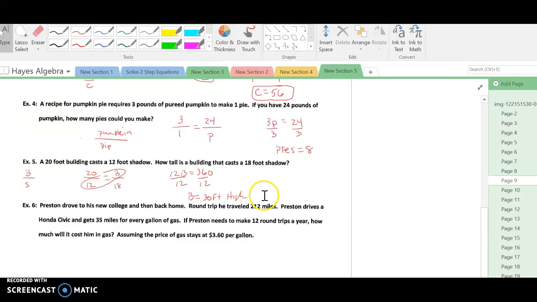Okay. All right. Number 6. Preston drove to his new college and then back home. Round trip, he traveled 212 miles. Preston drives a Honda Civic that gets 35 miles for every gallon of gas. If Preston needs to make 12 round trips this year, how much will it cost him in gas, assuming the price is $3.60 a gallon?